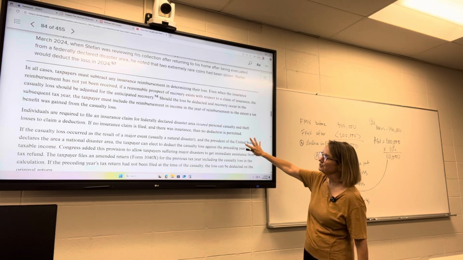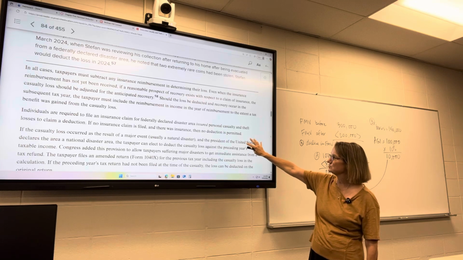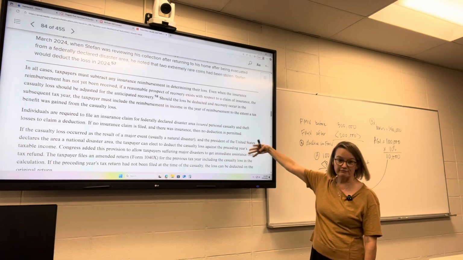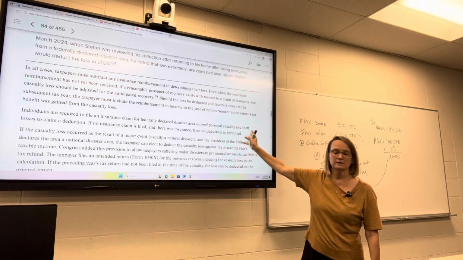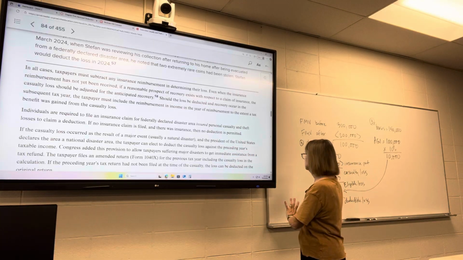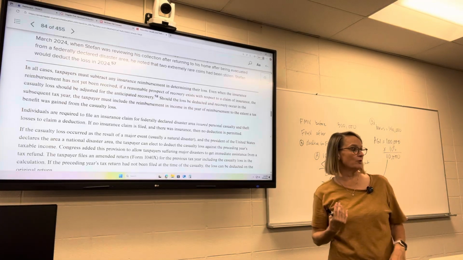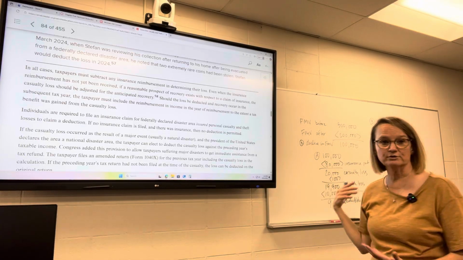Individuals are required to file an insurance claim if they're in a federally declared disaster area. If they have insurance, they have to file a claim for it. You can't just say, oh, well, I'm not going to file a claim for insurance reimbursement, and therefore I'm going to increase my deduction.